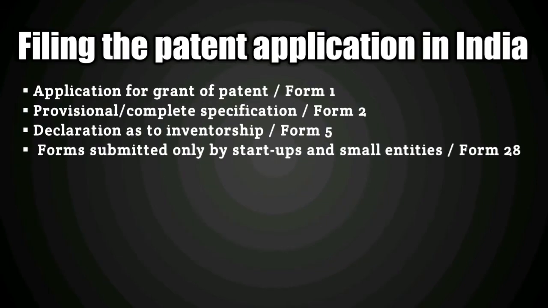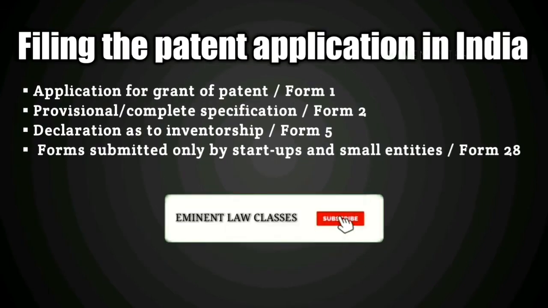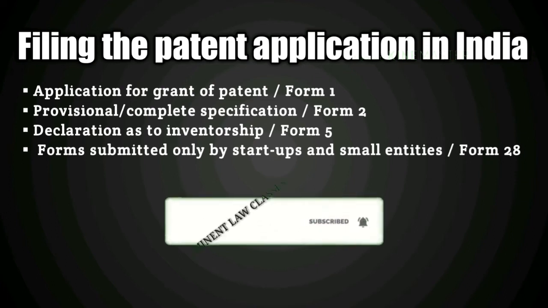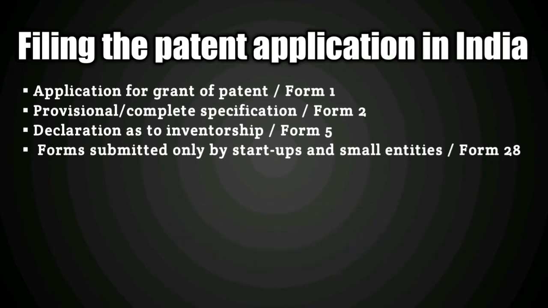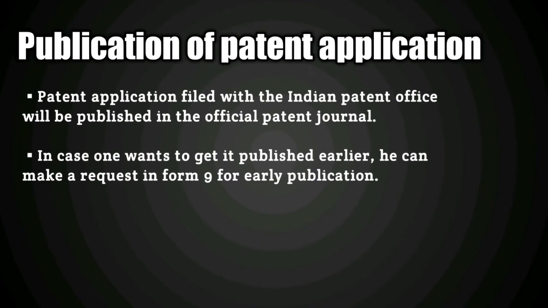Filing the patent application in India. There are certain stages through which the patent process has to go. First of all, you will have to provide an application for the grant of patent. Then you will have to specify whether the invention is provisional or complete. Declaration as to inventorship. Forms are to be submitted by only startups and small entities. After all this process is complete, the next step will be publication of patent application.